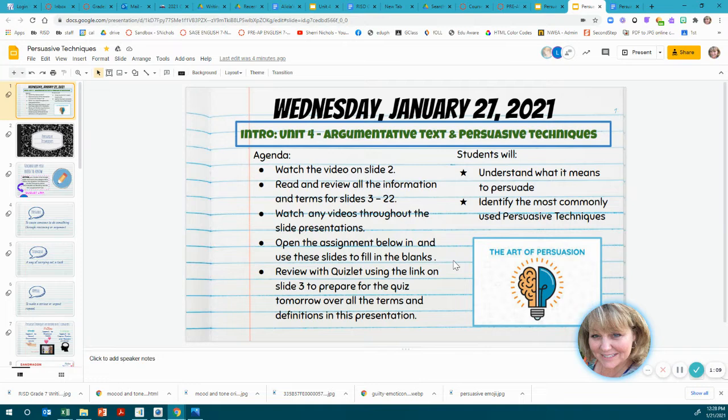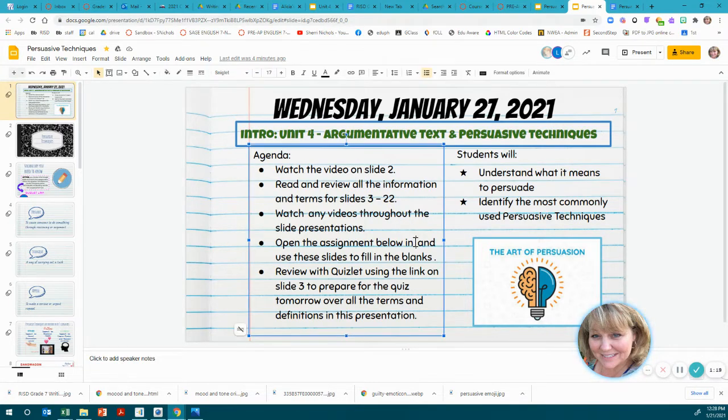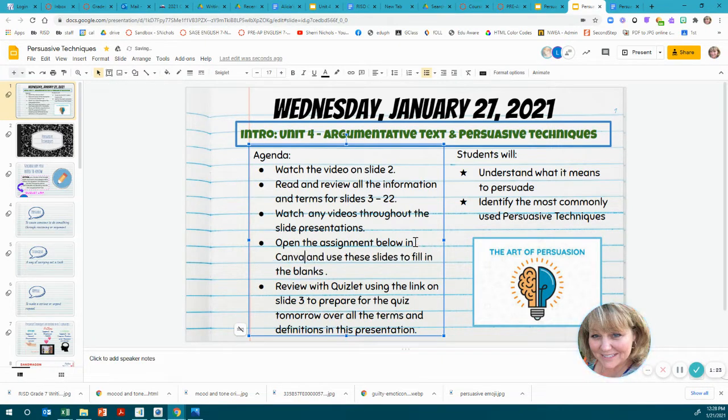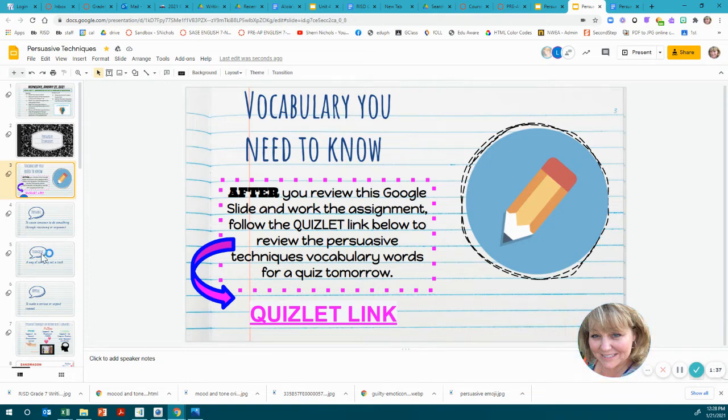Then you will open the assignment below and use the assignment below in Canvas, is what it should say, and use these slides to fill in the blanks. We'll add the word Canvas, okay? And then use these slides to fill in the blanks. We will review the Quizlet using the link on slide 3 to prepare for the quiz tomorrow over all the terms and definitions for this presentation. And this is the Quizlet link I was just telling you about.